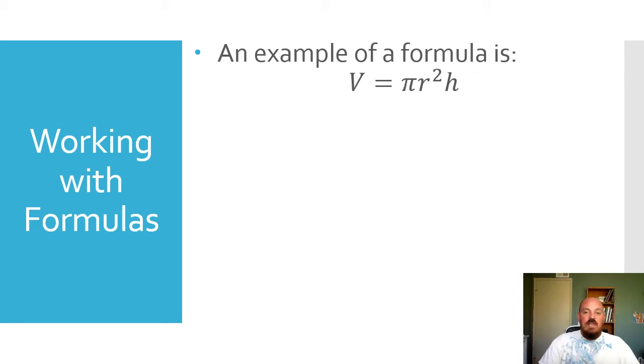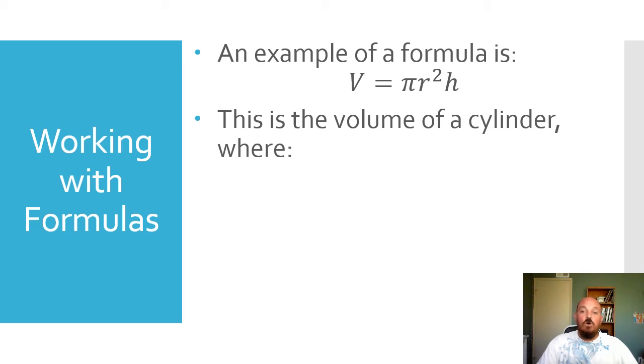Right here, we have capital V equals, and then that first symbol there, I think you guys have probably seen before, but in case you haven't, that's a Greek letter pi, and it represents a number in geometry that's about 3.14. So we have V equals pi, then we have R squared, then we have H. So there's 3 variables in this, V, R, and H. Pi isn't a variable, it's a number. But there's 3 variables, and there's also an exponent. So this is kind of a complicated formula.